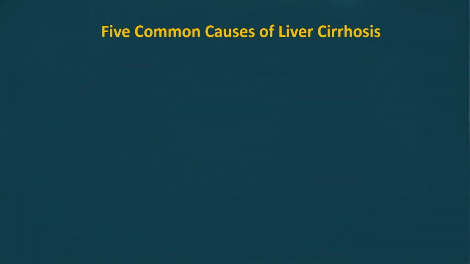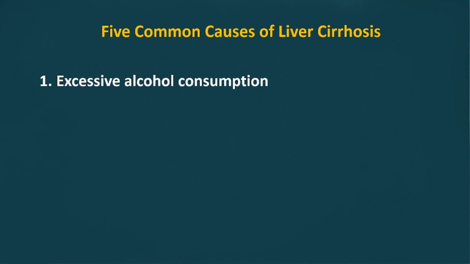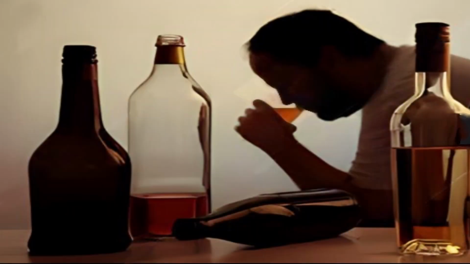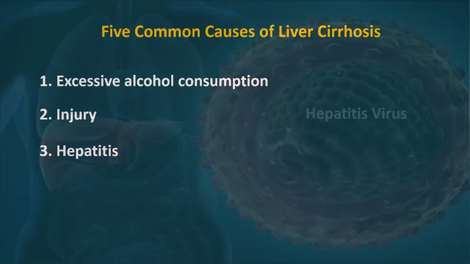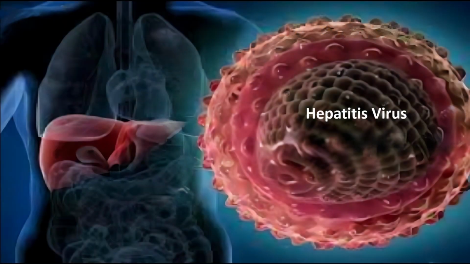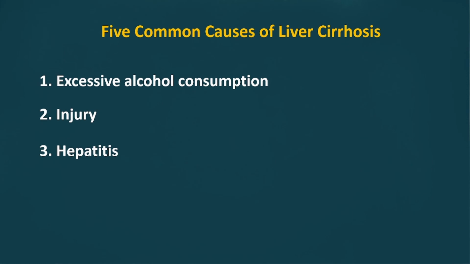Here are 5 common causes of liver cirrhosis. Excessive alcohol consumption. The liver breaks down most of the alcohol you drink so that it can be removed from the body. Large amounts of these substances can damage liver cells and cause serious liver disease. Injury. Injury or prolonged obstruction of the biliary tract can also lead to liver cirrhosis. Hepatitis. Chronic infections with hepatitis B and C virus are the major causes of cirrhosis globally. It takes 10 to 20 years to progress from viral hepatitis to cirrhosis.